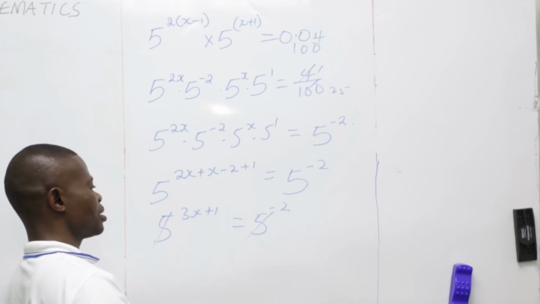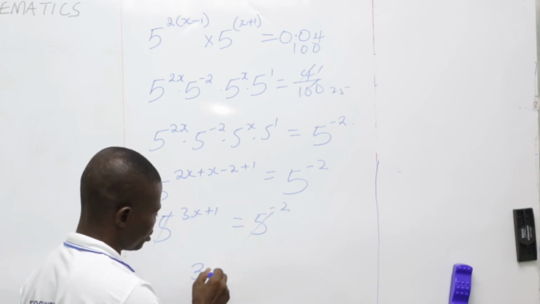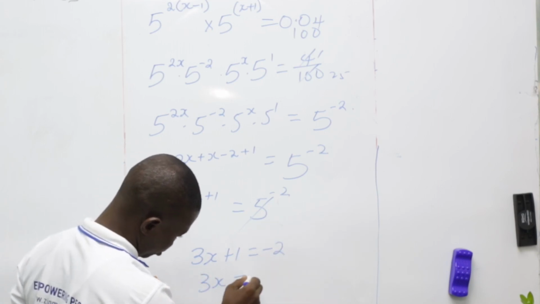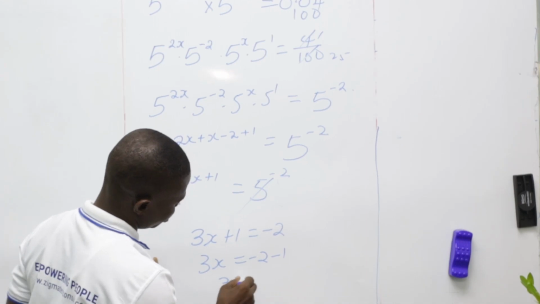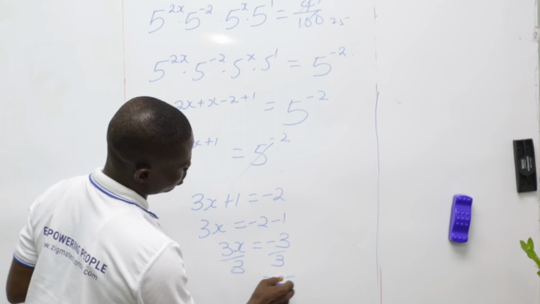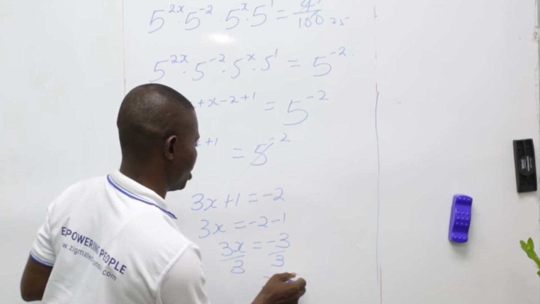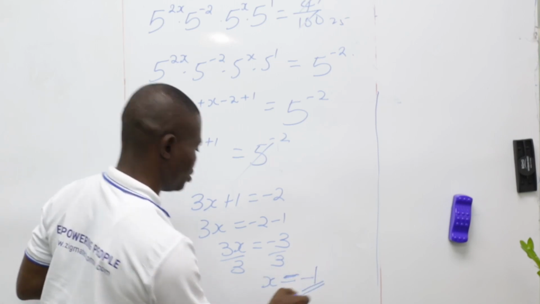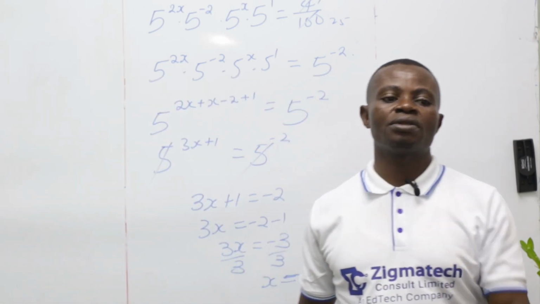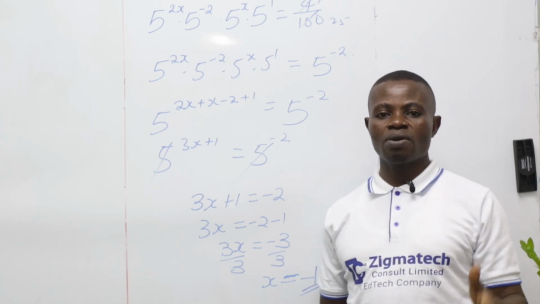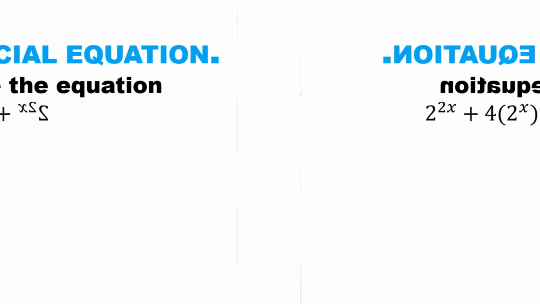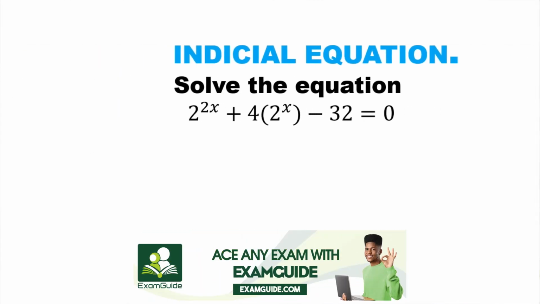You can cancel out by saying 3x plus 1 equals minus 2. So that 3x equals minus 2 minus 1. 3x equals minus 3. Divide through by 3. x simply implies minus 1. That becomes the final answer to this question. X equals -1.